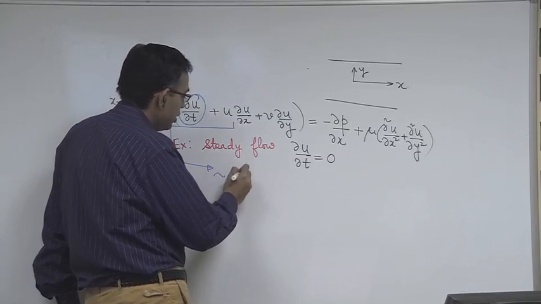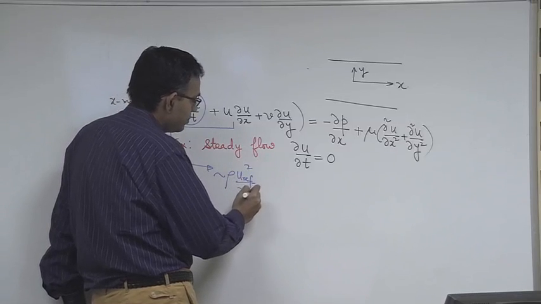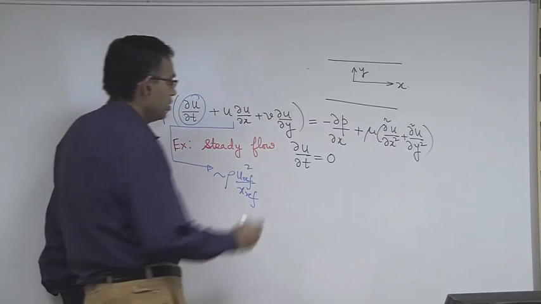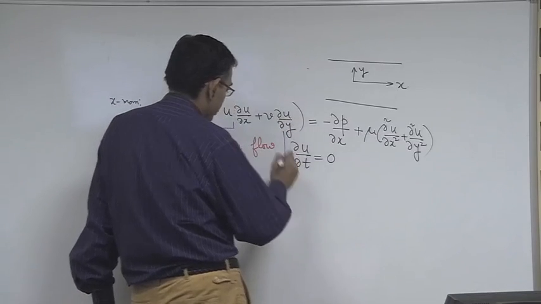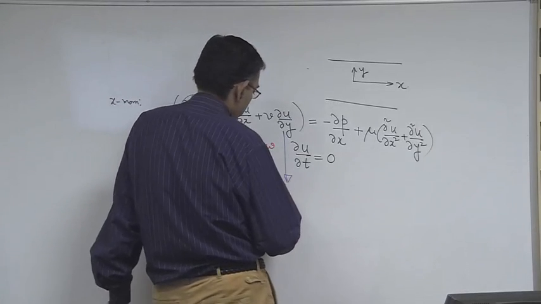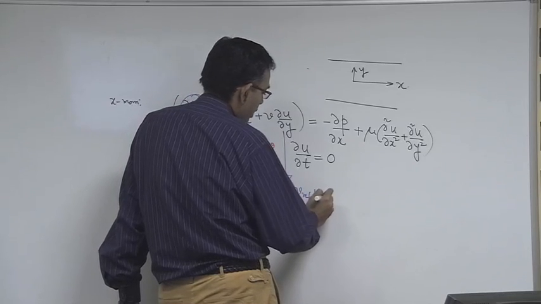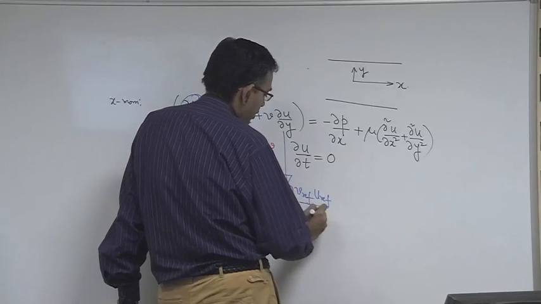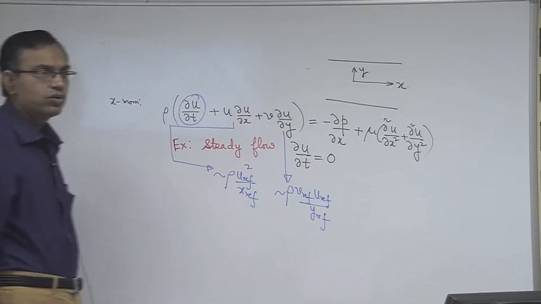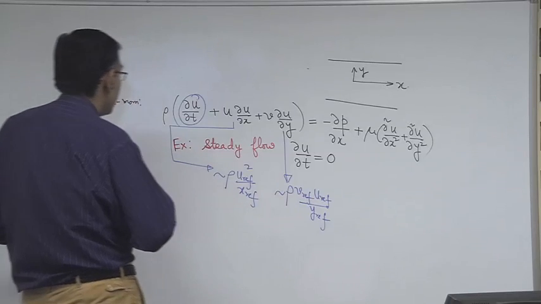So, rho u reference square by x reference, that is the order of magnitude of this term. What is the order of magnitude of this term? Rho v reference into u reference by y reference. Now, v reference is related to u reference through the continuity equation. So, let us write it once more, the continuity equation.